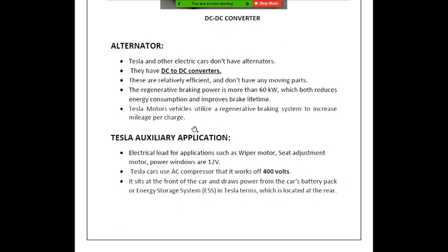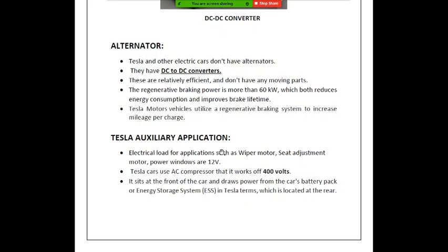So it is mainly utilized for increasing the range of the vehicle per charge. As I said before, the converters are used for converting high voltage to low voltage, which is to charge the 12 volt battery. It is basically a lead acid battery. The lead acid battery gives its power to many auxiliary applications like wiper motor, seat adjustment, power windows, lighting applications, infotainment, and there are many more things.